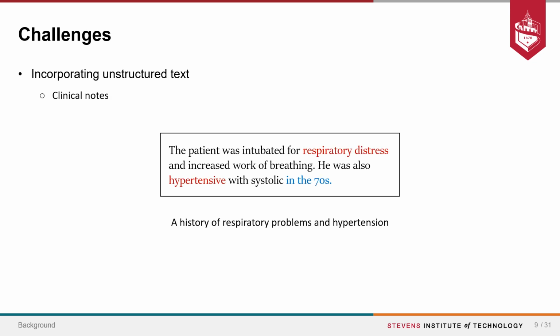In addition, unstructured text like clinical notes in EHR data also contains valuable information. Please see the following snippet of one clinical note. In this note, we can infer that this patient may have a history of respiratory problems and hypertension. Therefore, we also want to incorporate clinical notes to improve the prediction accuracy and interpretability.